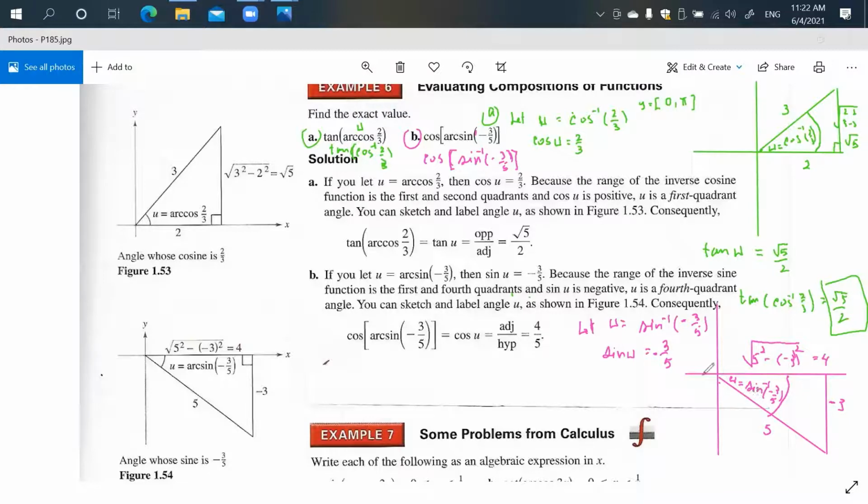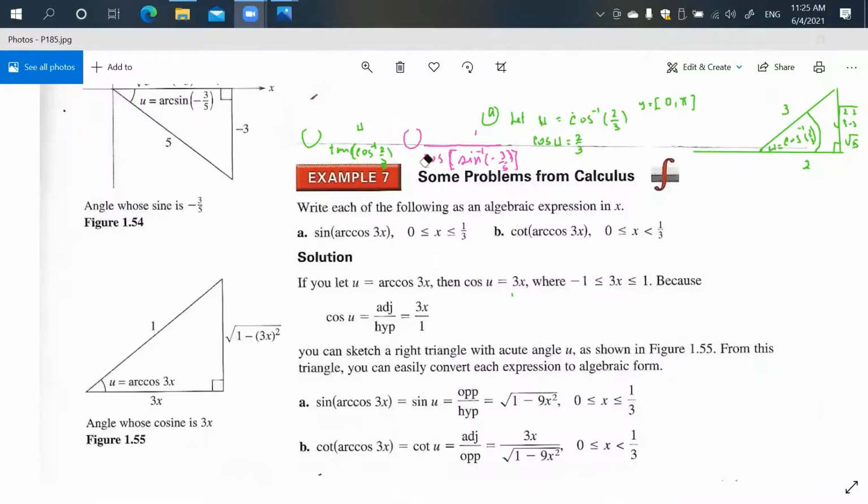So we got the right triangle now, and you can read the value now for question B. Cosine of arc sine of negative 3 over 5 equals what? Because this arc sine of negative 3 over 5 means u, correct? Same thing. So you just list cosine u from here. Cosine u is adjacent over hypotenuse, right? So you have 4 over 5, that's all, finished. So you get the answer.